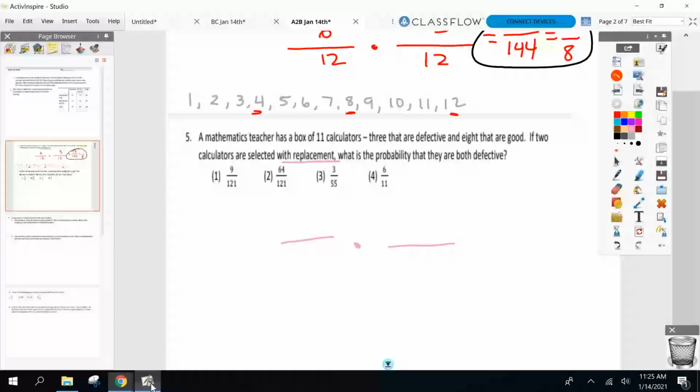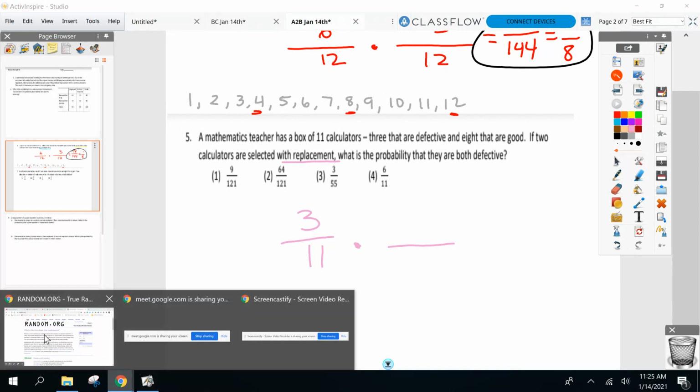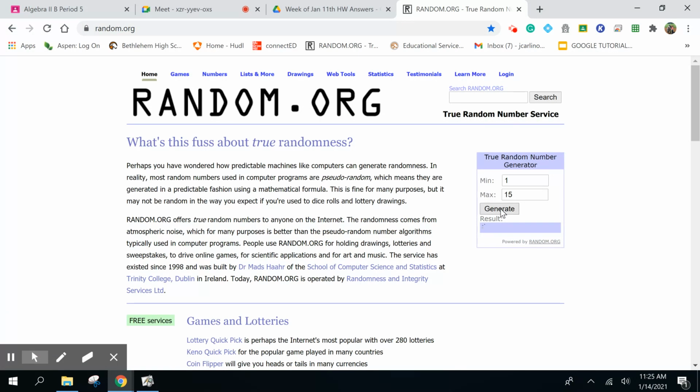Will, going back to you, defective calculator first. It's 3 out of 11. Yep, 3 out of 11. With replacement, guys, everything goes back in the box. It's all there now. So second pick now. What should that fraction be for another defective calculator? Everything back in the box. Ella, what do you think?